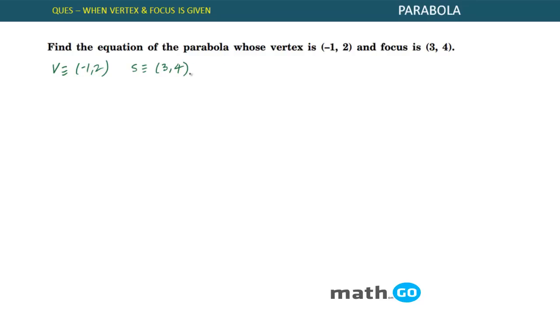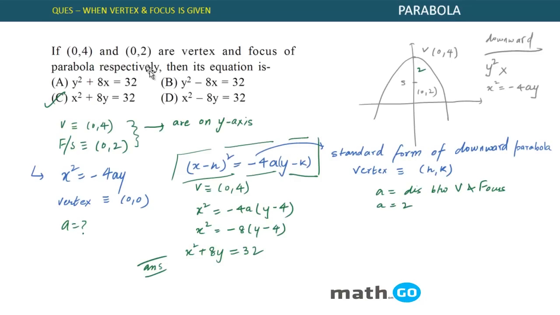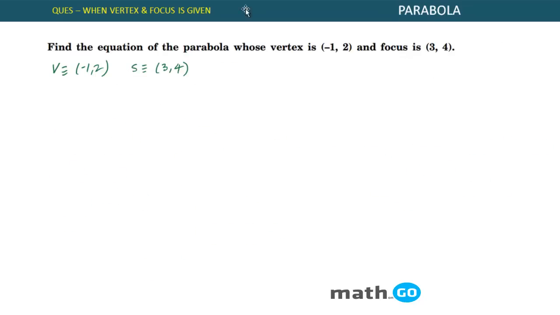In our earlier question, both the vertex and the focus were lying on y-axis, right? Remember, I can just show you back. So here notice that both your vertex and focus lie on what? Yes, they lie on y-axis, right? But here in this problem, they do not lie on either x-axis or y-axis.